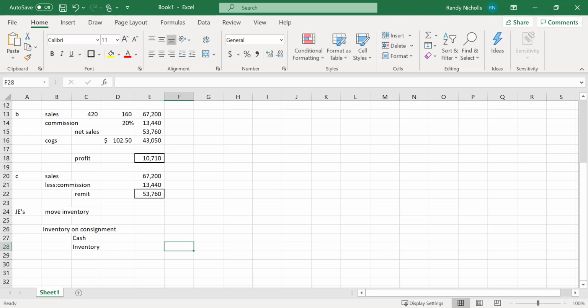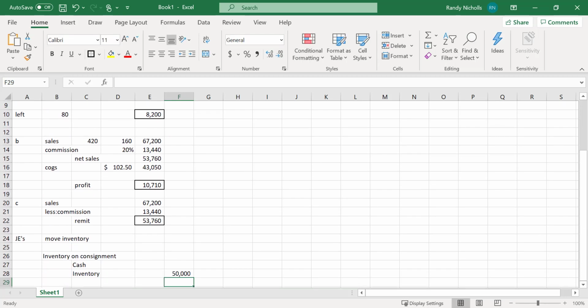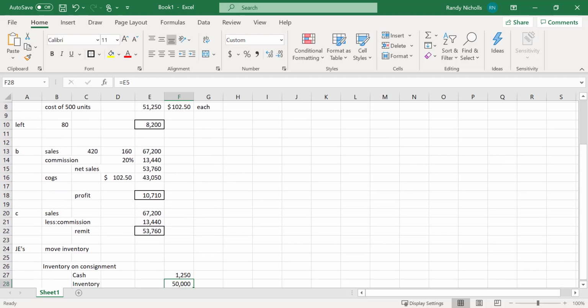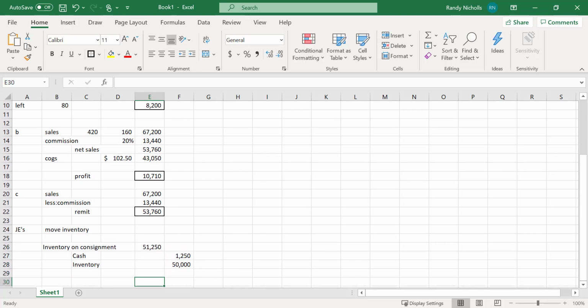So what I've done here is I've moved $50,000 worth of inventory. I have paid $1,250 freight. And essentially I've just moved my inventory to a different location. So the entry is going to look like that. And again, the most common error here is students want to record the freight as freight expense. And it's not. It's part of your inventory cost.